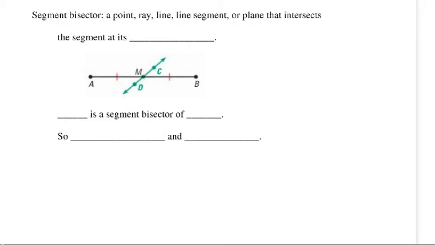The next definition we're going to talk about is a segment bisector. A segment bisector is either a point, ray, line, segment, or a plane that intersects a segment at its midpoint. So it does tie into what we were talking about before. You can see in our picture that the part that is cut in half with our midpoint is this segment AB. So that means this green line here, line CD, is the segment bisector of segment AB.